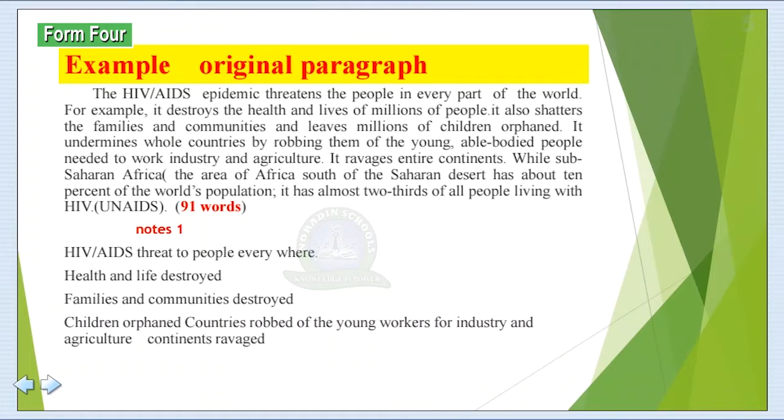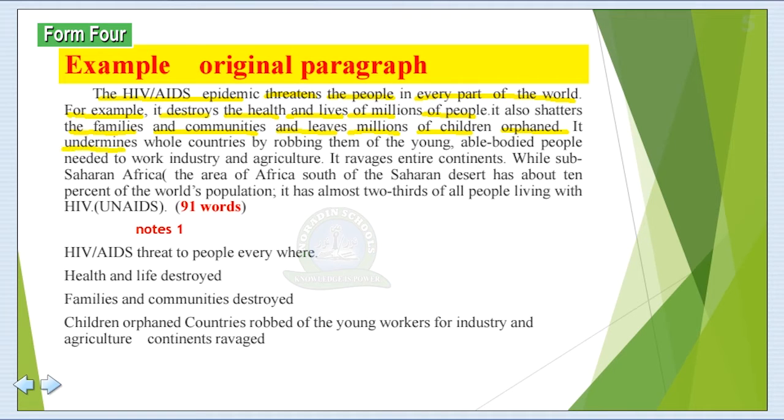This is an example of the long text. So we need to summarize. The HIV/AIDS epidemic threatens the people in every part of the world. For example, it destroys the health and lives of millions of people. It also shatters the families and communities and leaves millions of children orphaned.